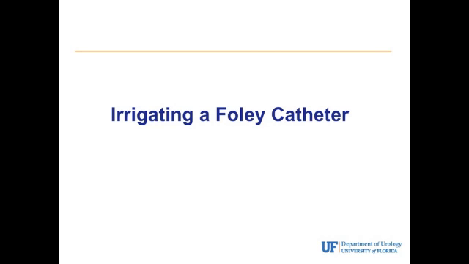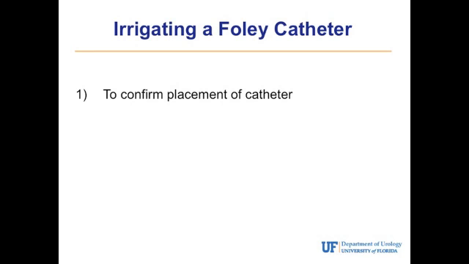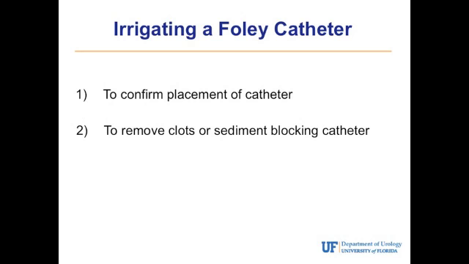Irrigating a Foley catheter. A Foley catheter may need to be irrigated for several reasons. One would be to confirm catheter placement in a patient when the Foley is not draining. Reasons that a catheter may not be draining may be due to either renal failure or obstruction of the catheter itself. Another reason would be to remove clots or sediment blocking the catheter.